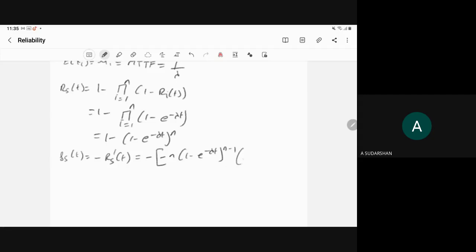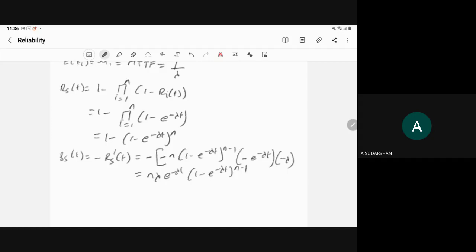and minus e to power minus lambda t and minus lambda. So on combining, it will become n lambda e to power minus lambda t times 1 minus e to power minus lambda t to power n minus 1.